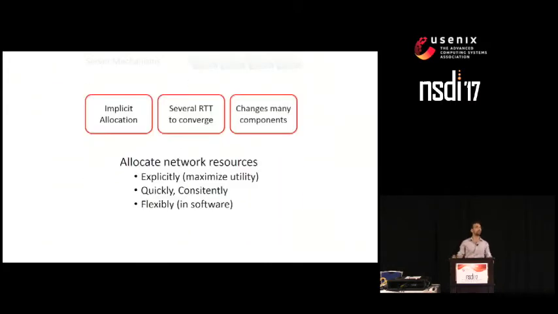So in this work, we wanted to answer the following question. Can we design a resource allocation architecture where the operator specifies explicitly how they want the network to allocate resources, and then the network automatically, quickly, and consistently enforces this policy on network traffic? And ideally, it would be easy to deploy this in software.